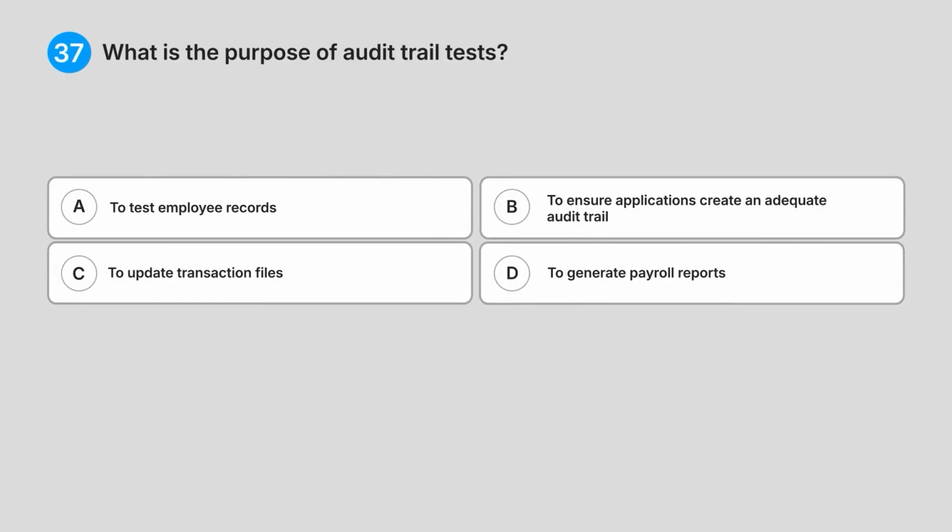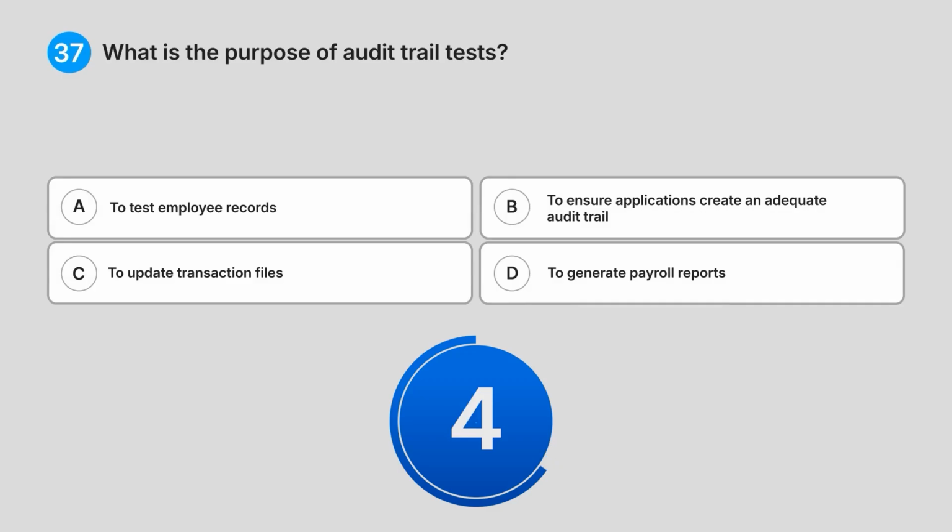37. What is the purpose of audit trail tests? A. To test employee records. B. To ensure applications create an adequate audit trail. C. To update transaction files. D. To generate payroll reports. Can you guess the answer?